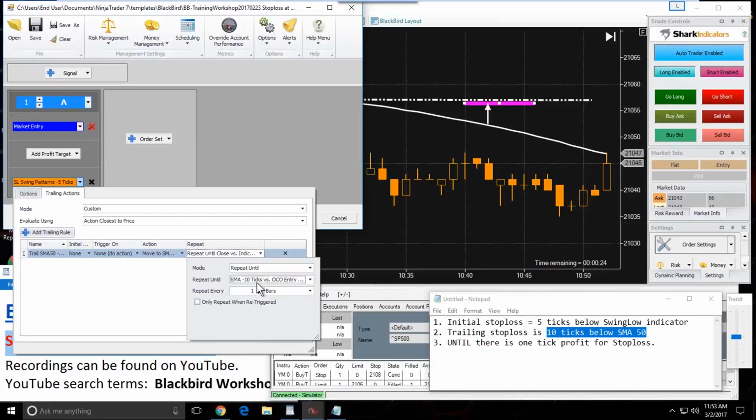This repeat until is applied to the profit of the stop loss, not the profit of the trade. All right, so there we go. There's our revision to this question from last week.